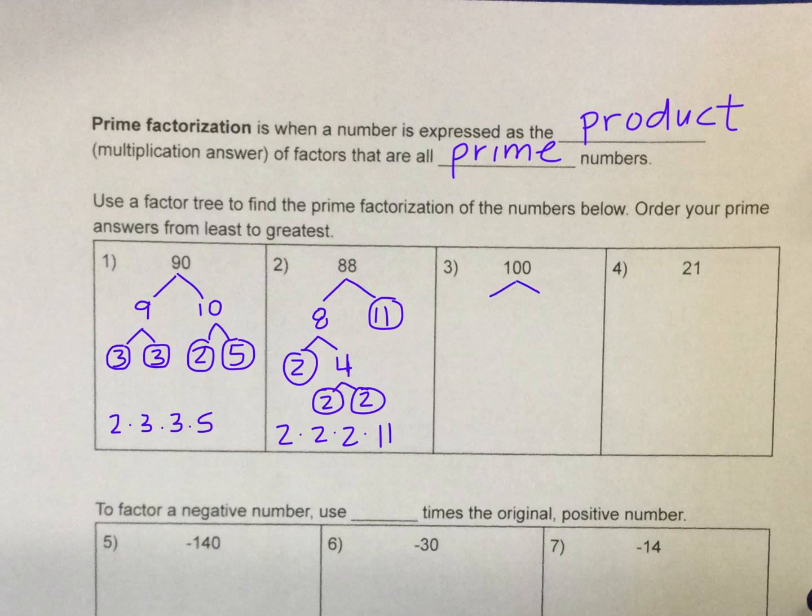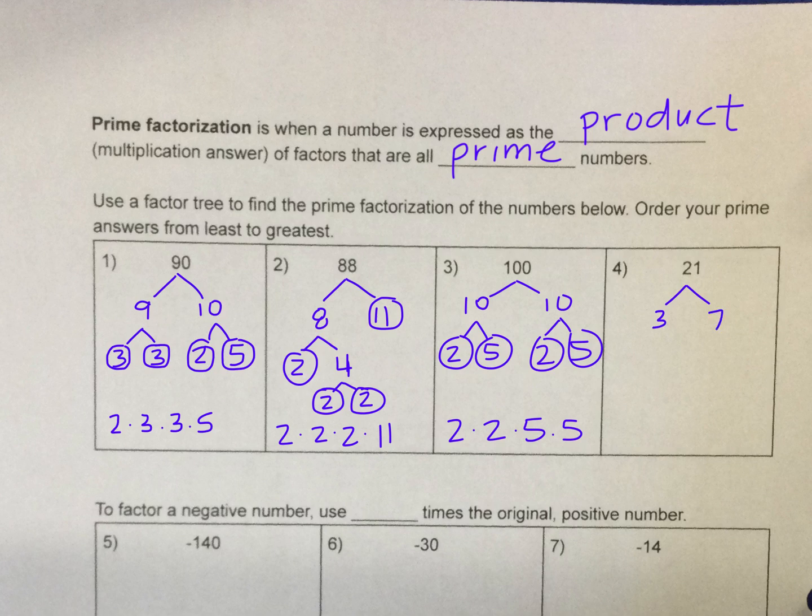100 is 10 times 10, and 10 is 2 times 5, which are both prime. So the prime factorization is 2 times 2 times 5 times 5. 21, I know that I can do 3 times 7, and then that's all. They're both prime, so that one was easy.